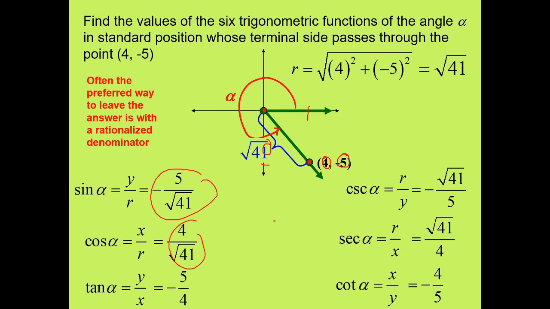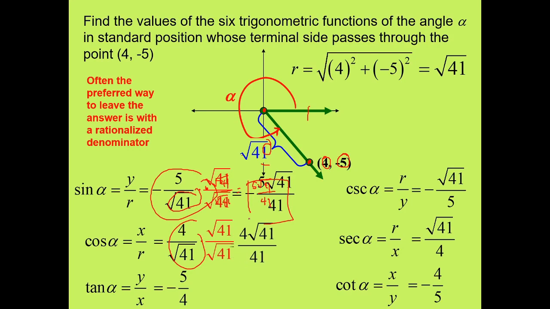So often, the preferred way to leave the answer is with a rationalized denominator. So remember, this cannot be your final answer. You have to multiply this one with the square root of 41 over square root of 41. So that should be 5 square root of 41 over 41. This should be your final answer.